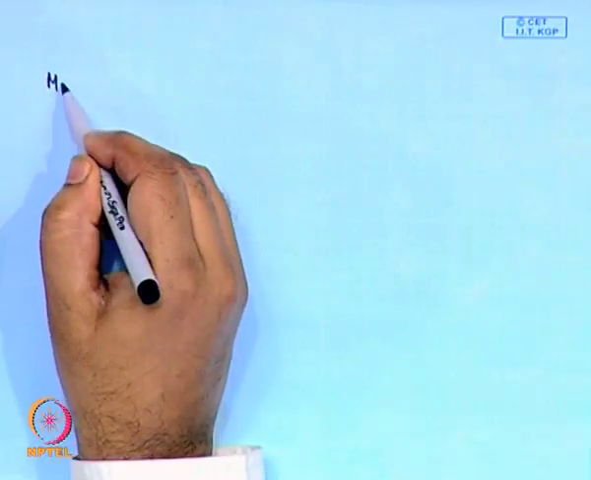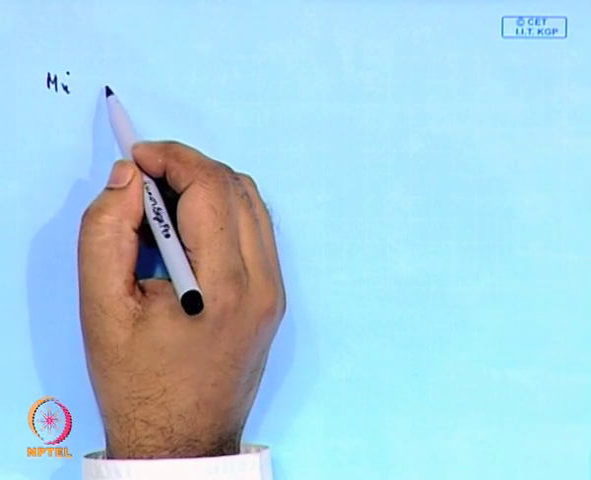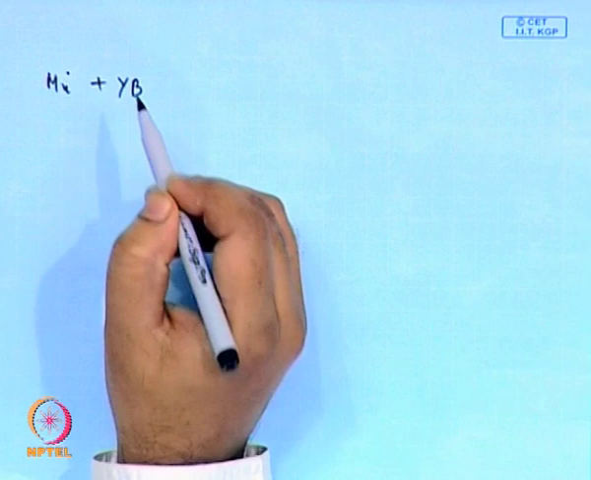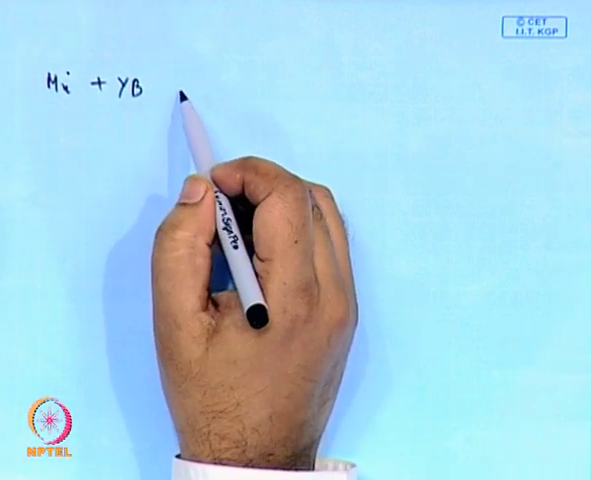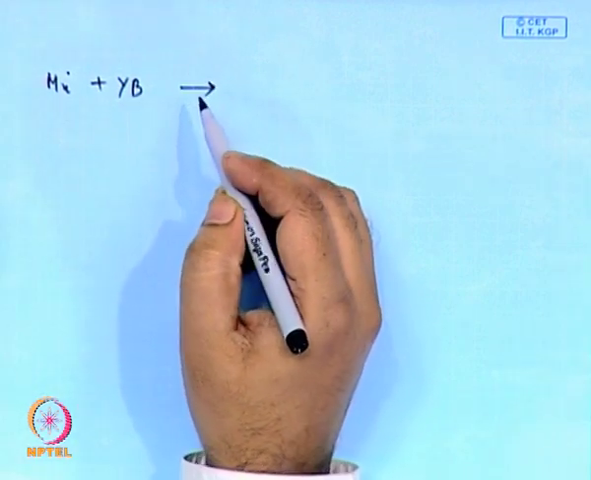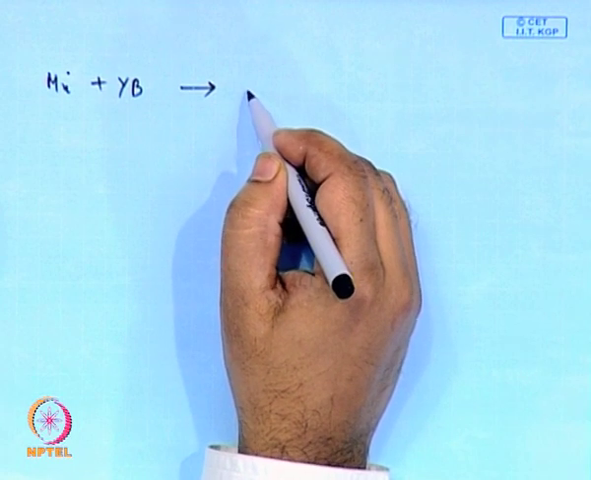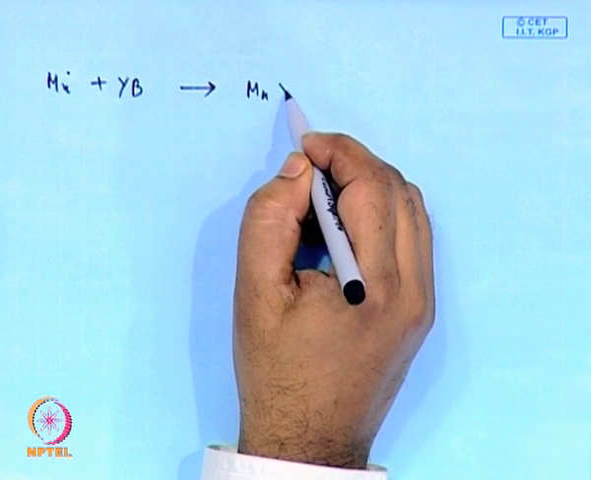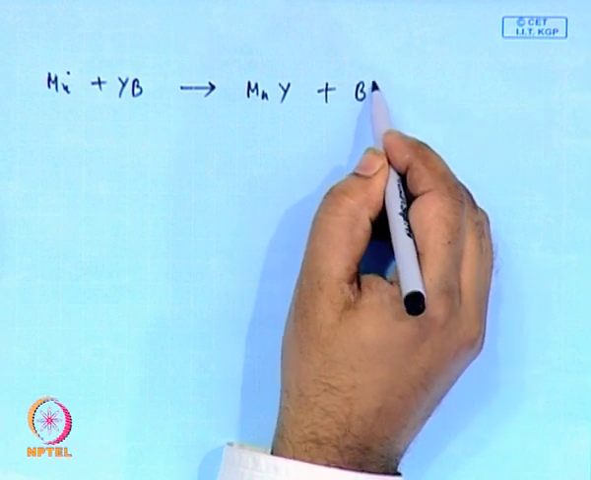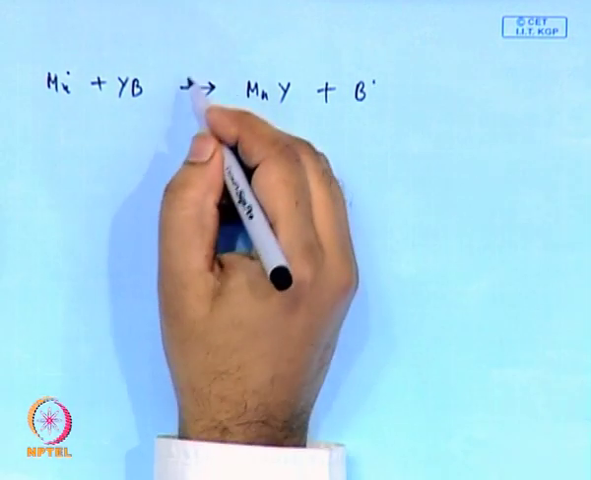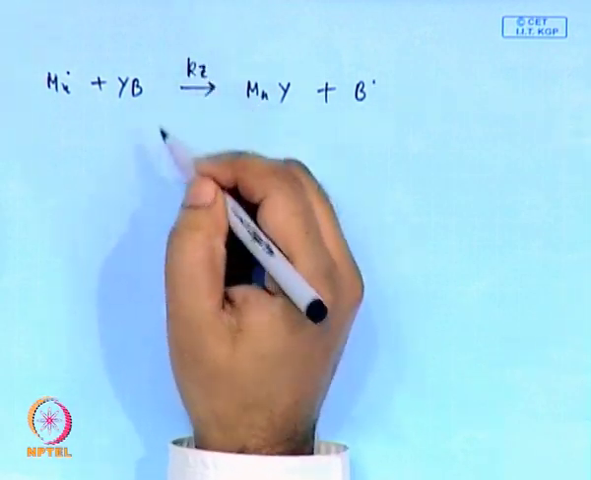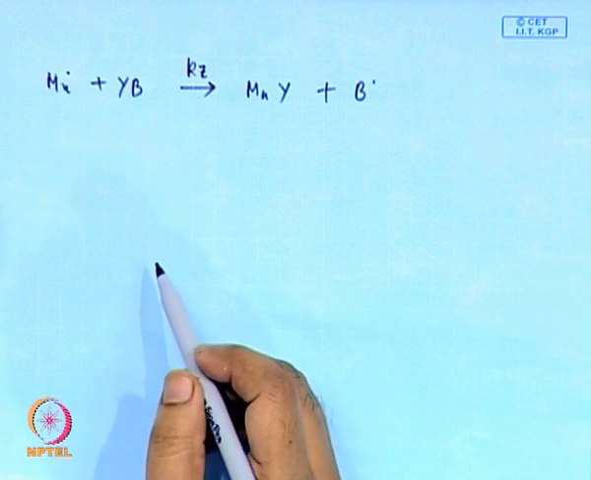Now, if I look at that transfer reaction one more time, if I take a new Y B into X A, I am writing Y B, and now it is producing M N Y plus B dot. K Z is the rate constant for the reaction.